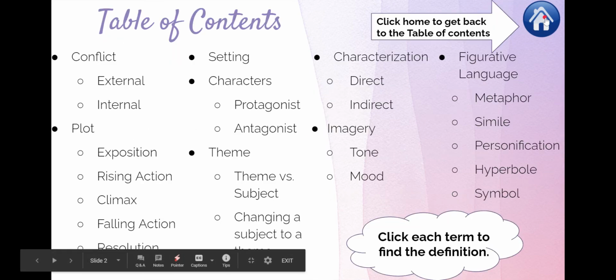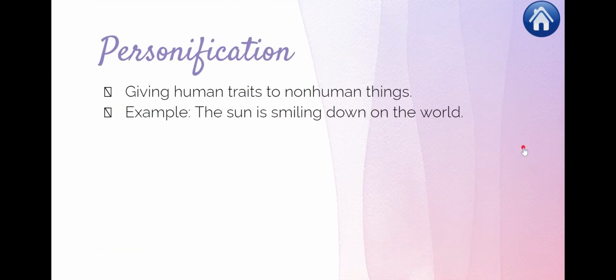And then our third type is personification. So in personification, it's giving human traits to non-human things. So basically an object that has some sort of human trait. So the example for personification, the sun is smiling down on the world.